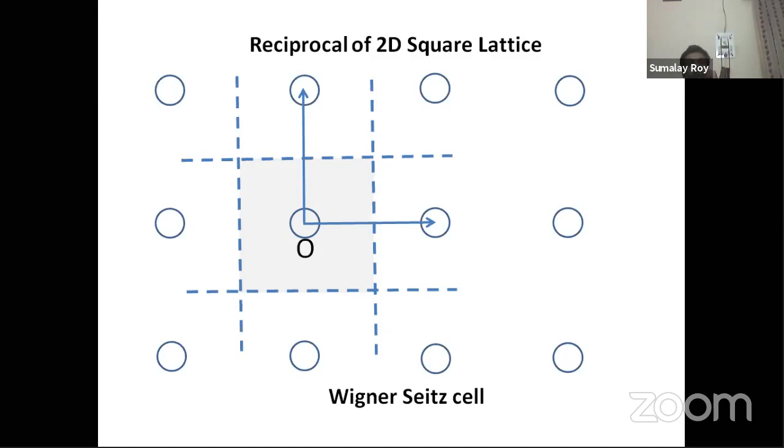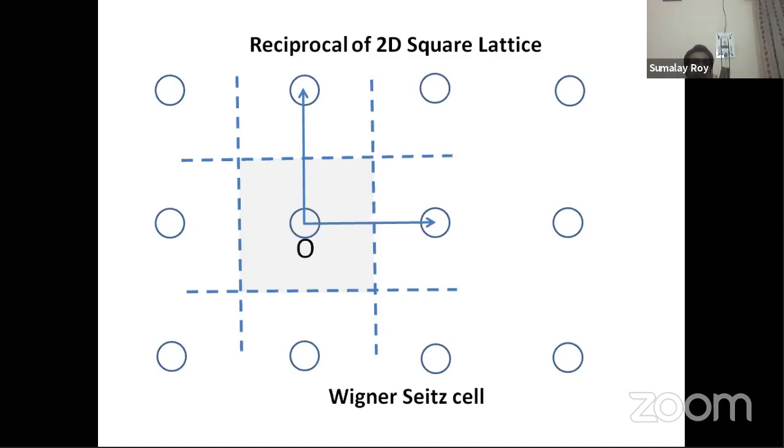This is that we connect all the points around it. If I connect all the points around it, meaning the nearest points, and then intersect those lines, the perpendicular bisectors of those connecting lines enclose a region in the space that is called the Wigner-Seitz cell.